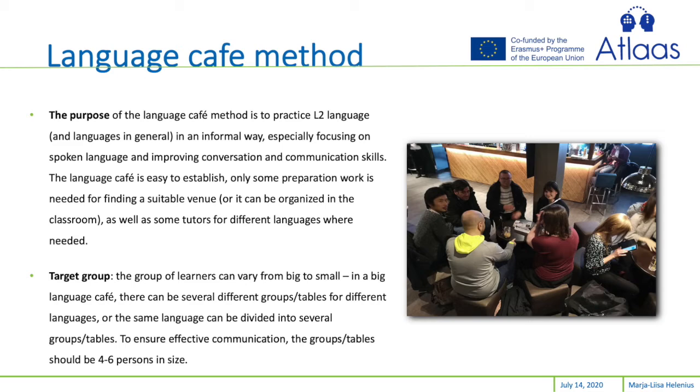The target group can vary from big to small. In a big venue or a big language cafe, there can be several different groups or tables for different languages, or even different levels of learners, like beginners and intermediate, and so on. Or the same language can be divided into several groups or tables. To ensure effective communication, the groups shouldn't be too big, and they should be about 4 to 6 persons in size. Very often they might be a bit bigger, but this makes it a little bit more difficult.